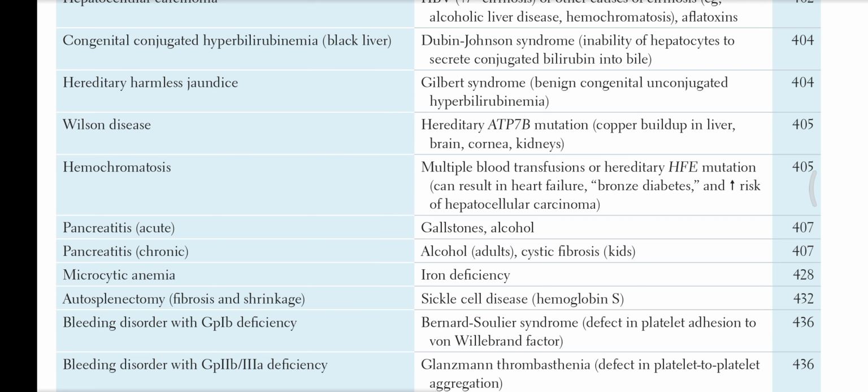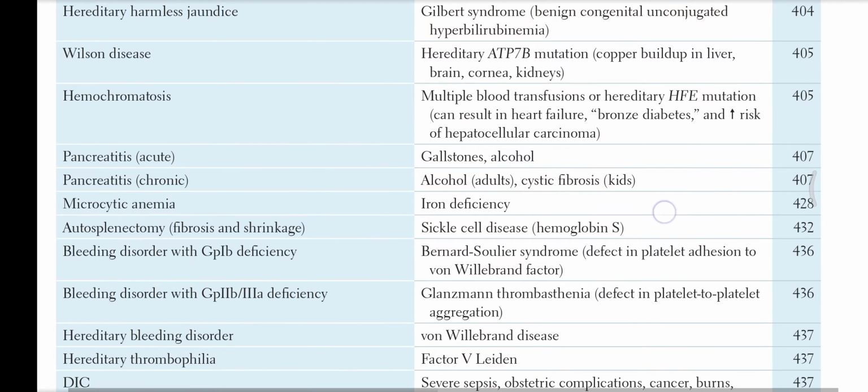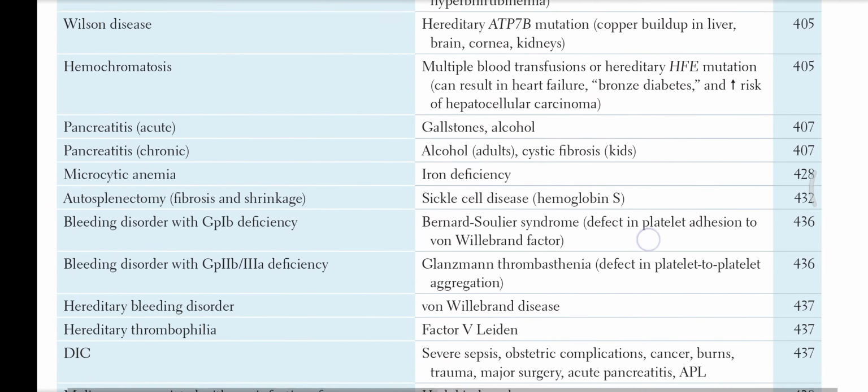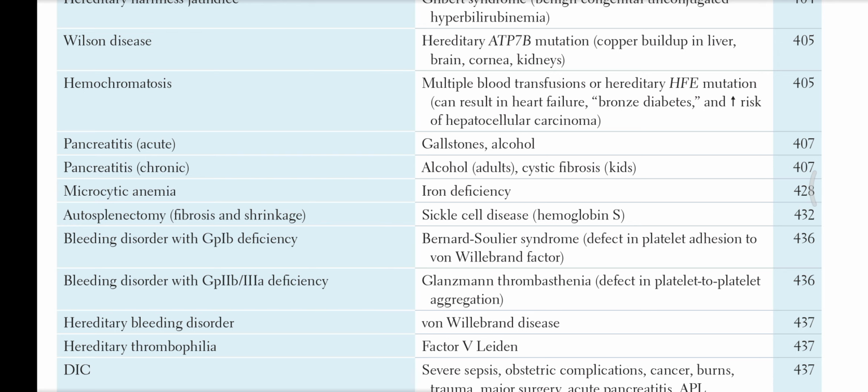Wilson disease. It is a hereditary ATP7B mutation. Copper buildup in liver, brain, cornea, and kidney. Hemochromatosis. It is associated with multiple blood transfusion or hereditary HFE mutation. It can result in heart failure, bronze diabetes, and increased risk of hepatocellular carcinoma. Pancreatitis acute and pancreatitis chronic. Acute is associated with gallstone and alcohol, and chronic is associated with alcohol in adults and cystic fibrosis in kids.